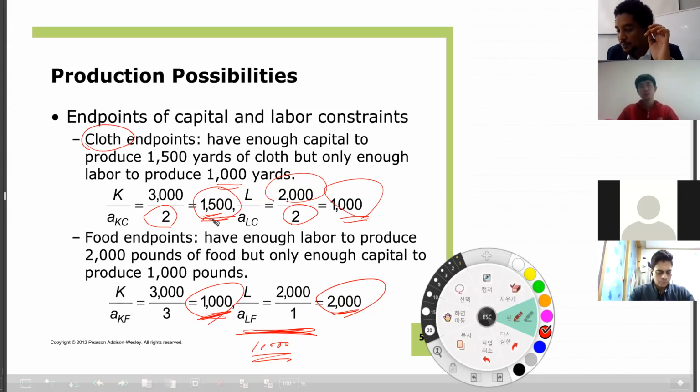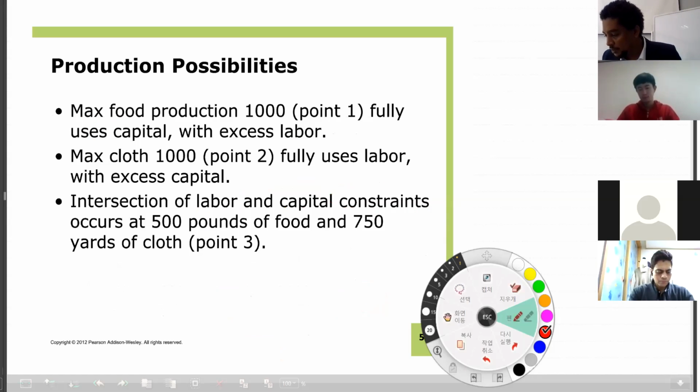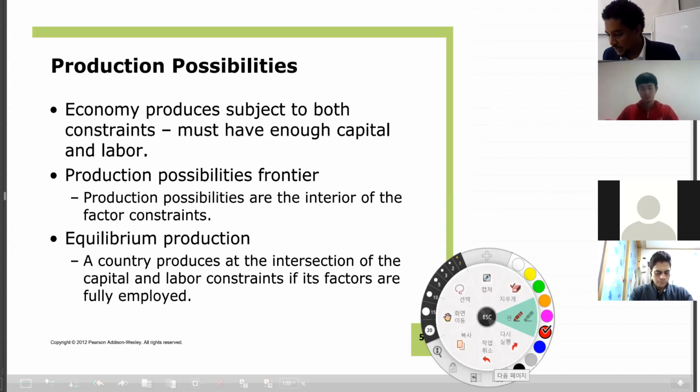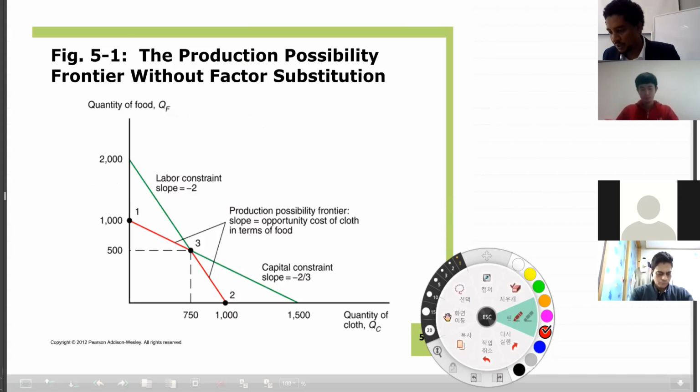And the other is if we use all the capital, we can produce 1,500 yards of clothes. And if we use all the labor, we can produce 1,000, which means 500 is missing somewhere because of not using all the capital or all the labor only to produce clothes. So let's see the endpoints on the graph. I will get back to this one, but let's see the production possibility frontier, then it will be clear.